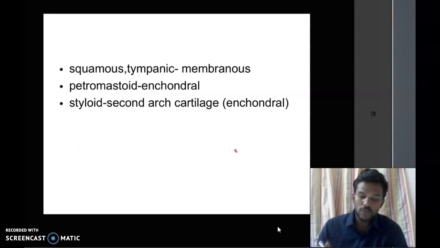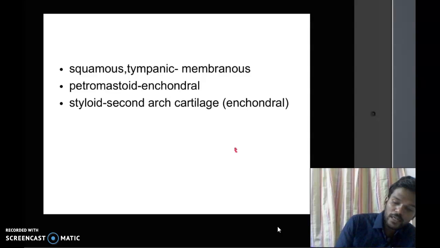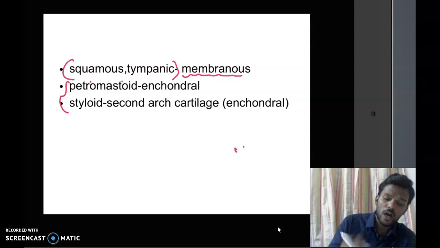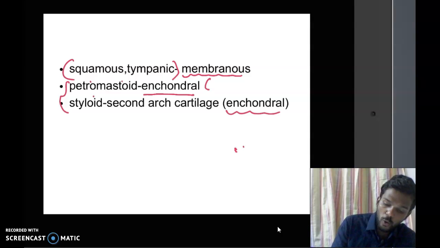So most importantly, squamous and tympanic part are from membranous ossification. They don't have any precursor cartilage rest. They develop directly. Okay. All the other 3 bones, petrous, mastoid and styloid, all these develop by enchondral ossification. They need a precursor cartilage rest, out of which a petromastoid has a precursor cartilage rest of otic capsule.